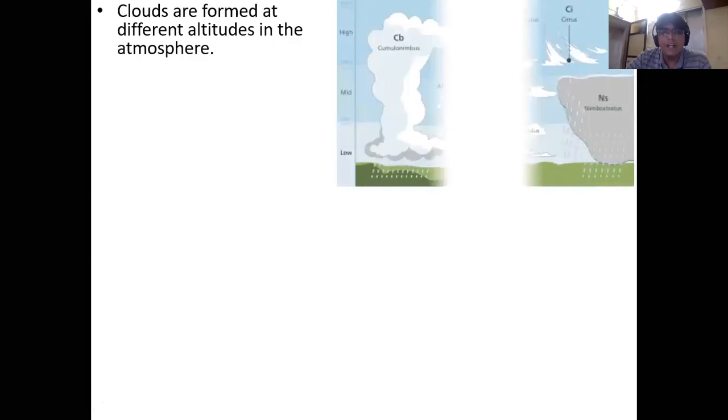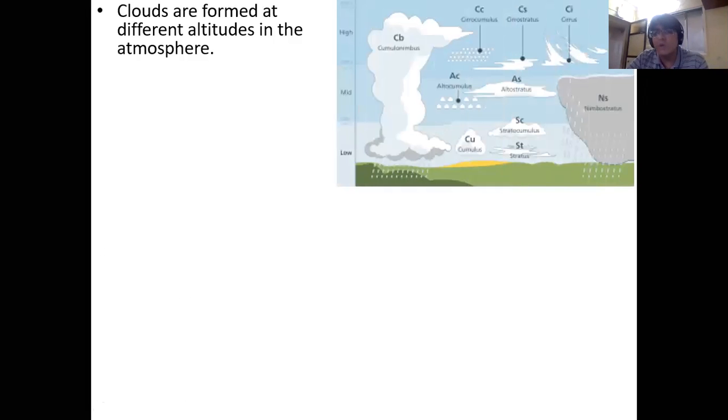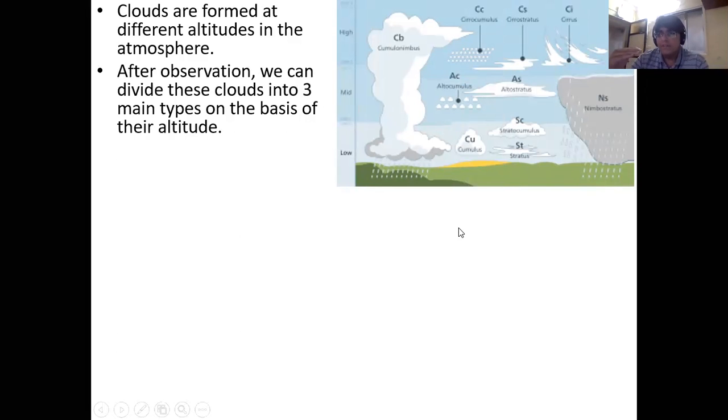Clouds are formed at different altitudes in the atmosphere. This is again a very good diagram for explaining. You can see cumulonimbus, nimbostratus. Look, cirronimbus, cirrostratus, cirrus once again, altocumulus, altostratus, cumulus, stratocumulus, stratus. Middle level, sorry, lower level, middle level, higher level. Altitude, low, mid, and high.